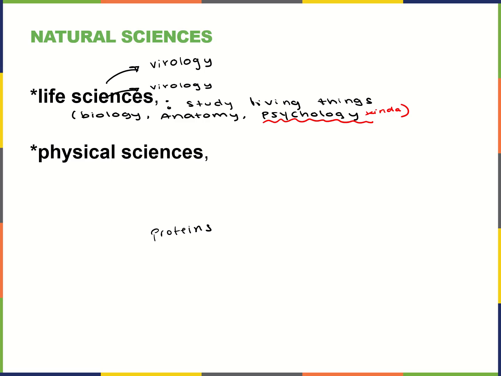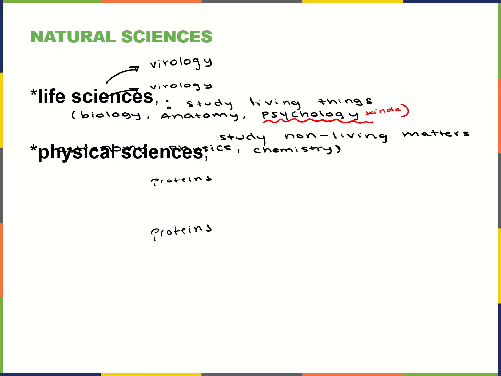Okay, anyways, and then a physical science studies non-living matter. And that's going to be more of your things like astronomy, physics, chemistry. Guys, I can't spell today. Physics, chemistry are going to be more of your physical science type things.